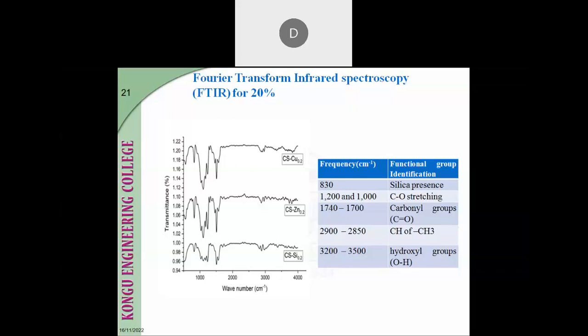So the peaks between 1000 to 1200 centimeter inverse suggest that the existence of CO stretching is occurring. Another important thing is the peak at 830 centimeter inverse, which indicates the presence of silica. Okay, the presence of silica.